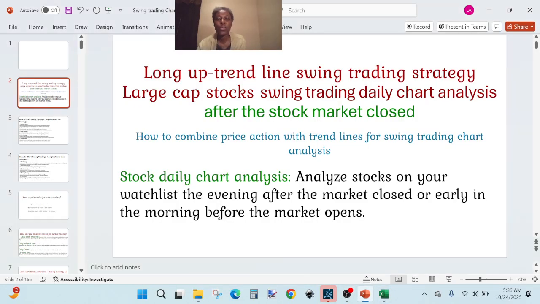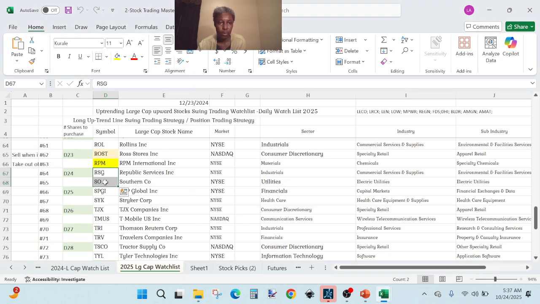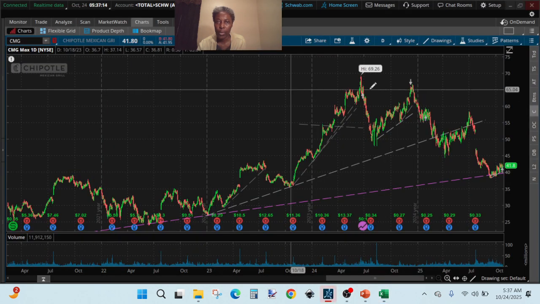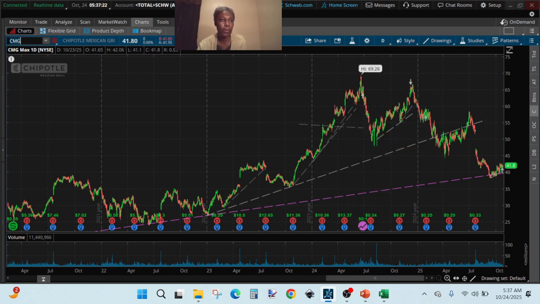Hello, how to combine price action with trend lines for swing trading chart analysis. We have our trusty stock list here. We are going to analyze two of them together, and the first one is RSG. We have the Thinkorswim platform open, and we should have the maximum daily chart. RSG.